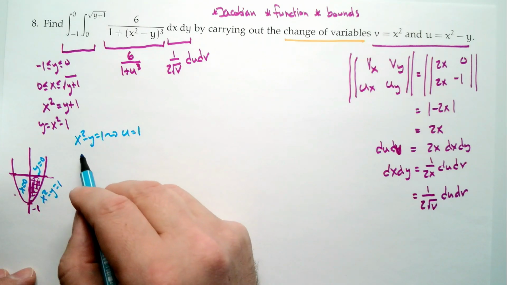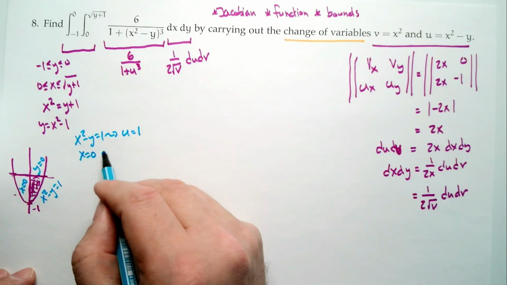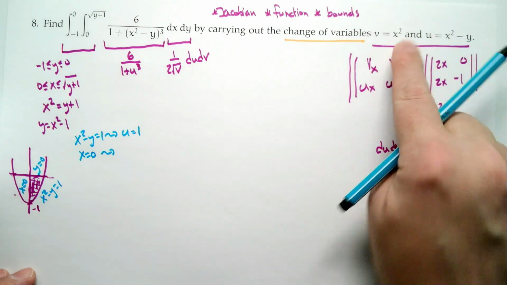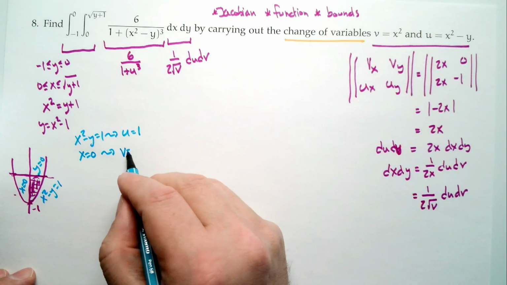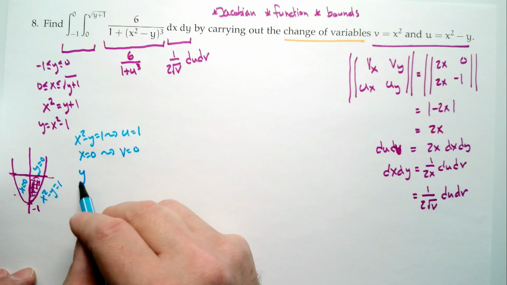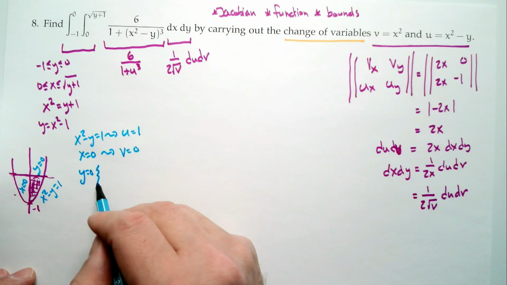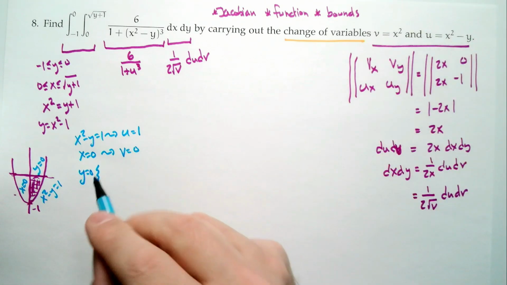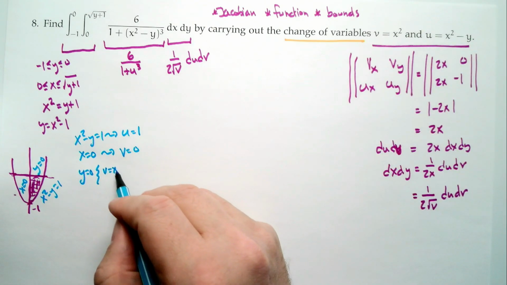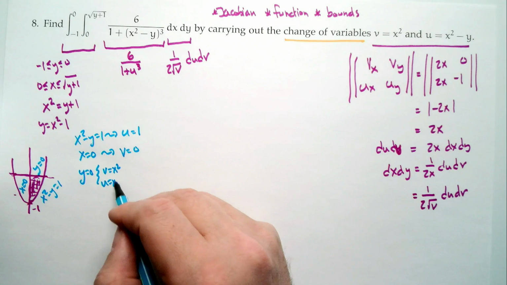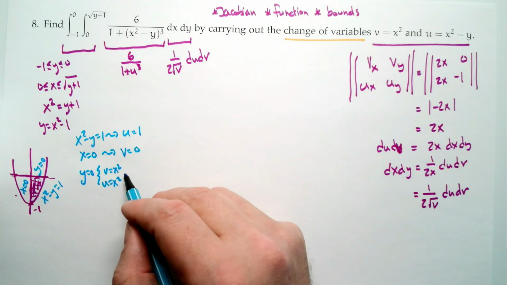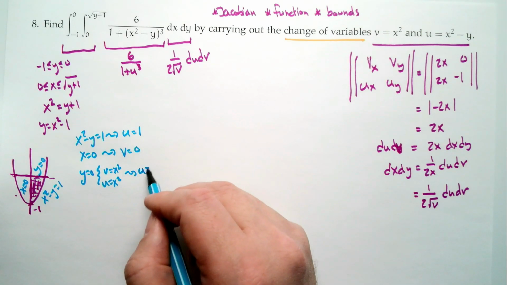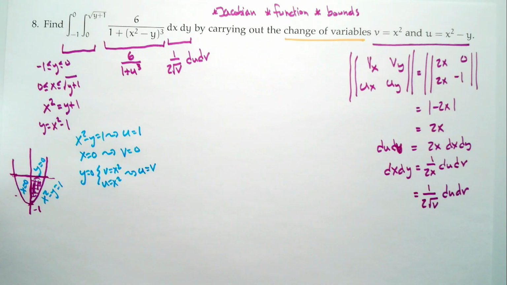X equals 0. That also translates fairly nicely, because if x equals 0, that's v equals 0. Y equals 0, this one you might have to think about a little bit, but not too bad. If y equals 0, we get that v equals x squared, and u equals x squared. And if we compare these two, we come to the conclusion that u and v are the same. So it becomes u equals v.